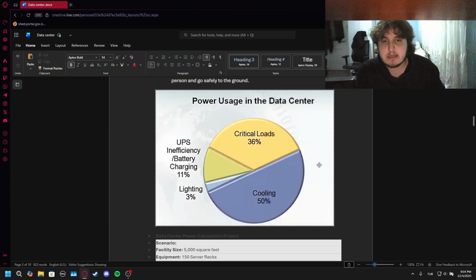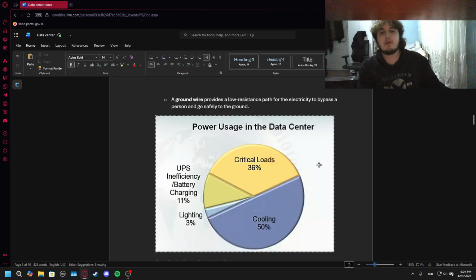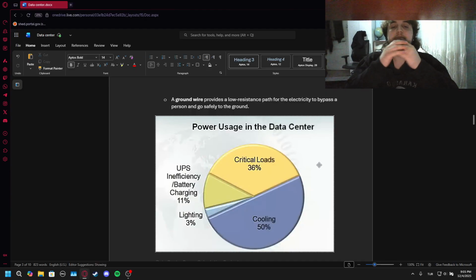Power usage in data center. This is a small graphic that I took from the videos as the research I was using. UPS inefficiency, battery charging, lighting, critical loads, cooling. You can see the percentage they all use, and you can see the cooling is 50%. Sorry. This proves how much, actually, anything else compared to that, you just use cooling. This is basically how it works.